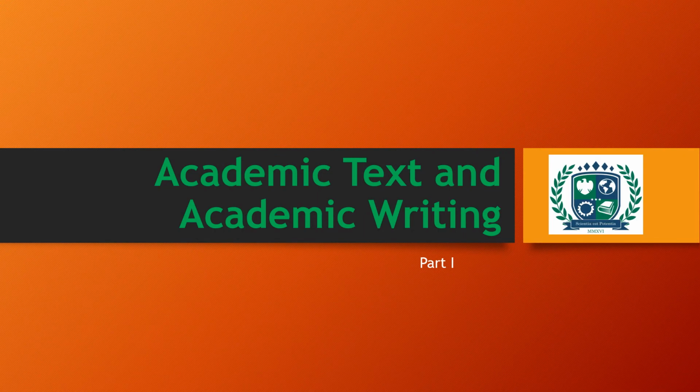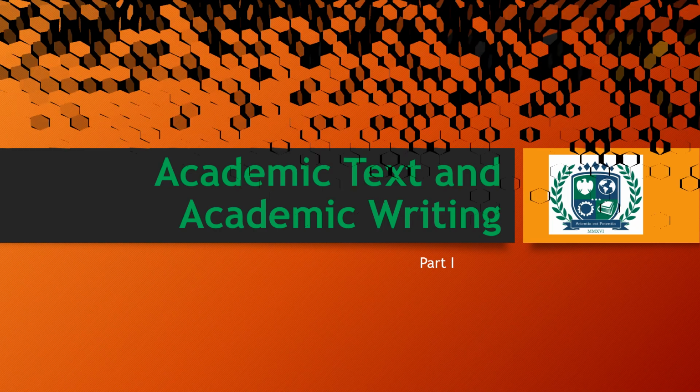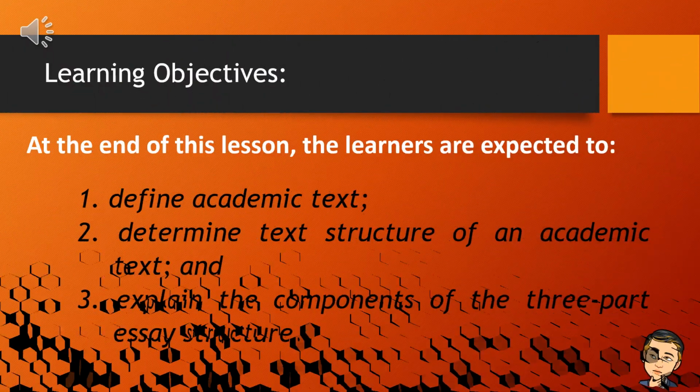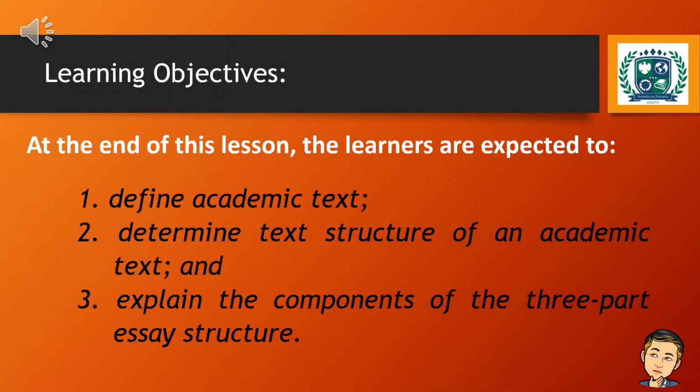Good day. Our topic for today is all about academic text and academic writing. Our learning objectives. At the end of this lesson, the learners are expected to: number 1, define the academic text. Number 2, determine the text structure of an academic text. And number 3, explain the components of the three-part essay structure.